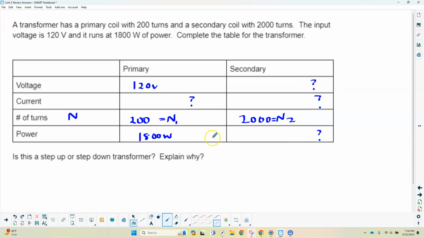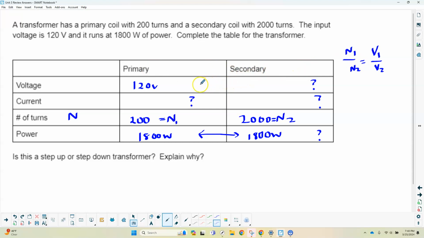If you look back in your notes, one thing you should know is that the power is equal. The power doesn't change, so this is 1800 watts again. Later on, that's going to be helpful. That's just a rule for the transformer: it doesn't change the power output. It does change the voltage and the current though. So the equation we're going to use is N1 over N2, the number of turns, equals voltage 1 over voltage 2. That is the relationship between the volts and the number of turns in the primary and secondary coils.